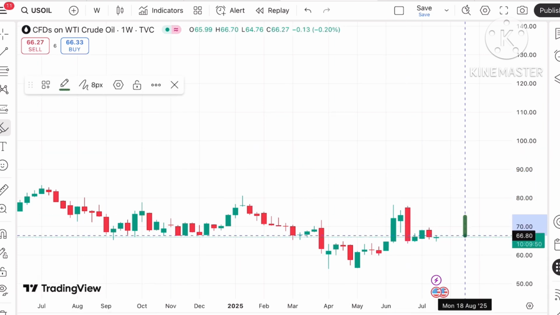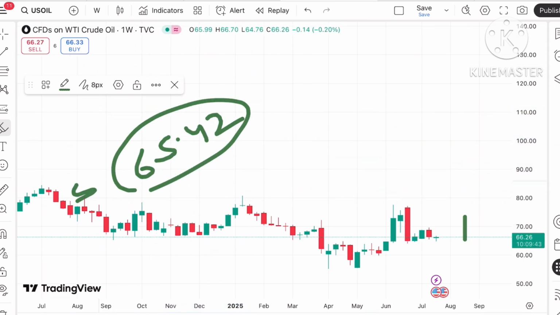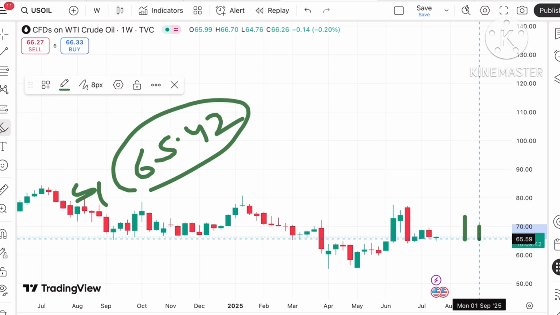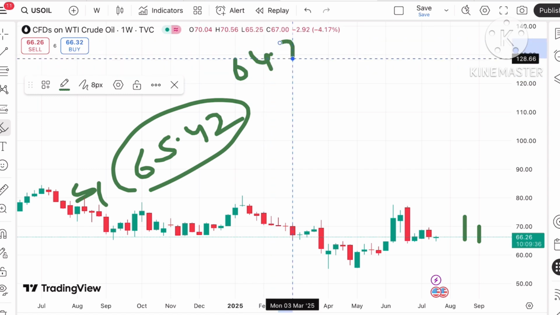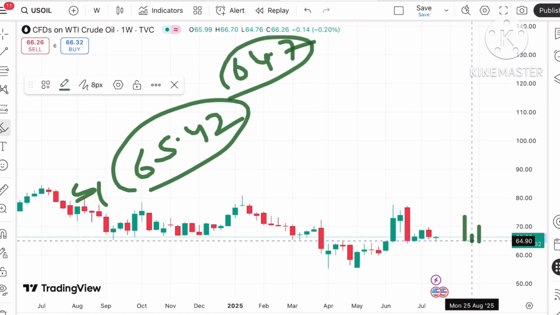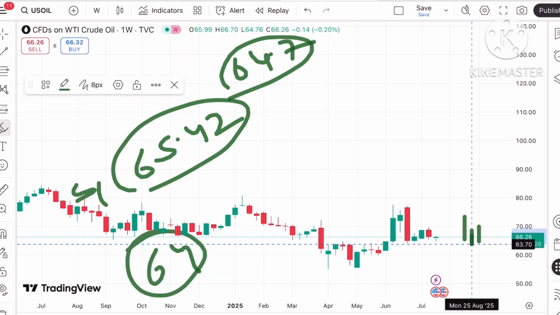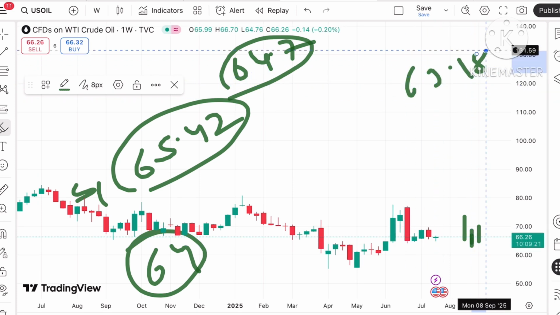Suppose the price didn't sustain, we can see it can move towards the next support of $65.42. That is the first support. And if the price falls below that particular level, chances of a further downfall can be seen towards the next support, that is 64.7. And if the price falls below 64.7, a further downfall can be seen towards the next level of $64. Once the price falls below $64, chances of going towards 63.18 are there.